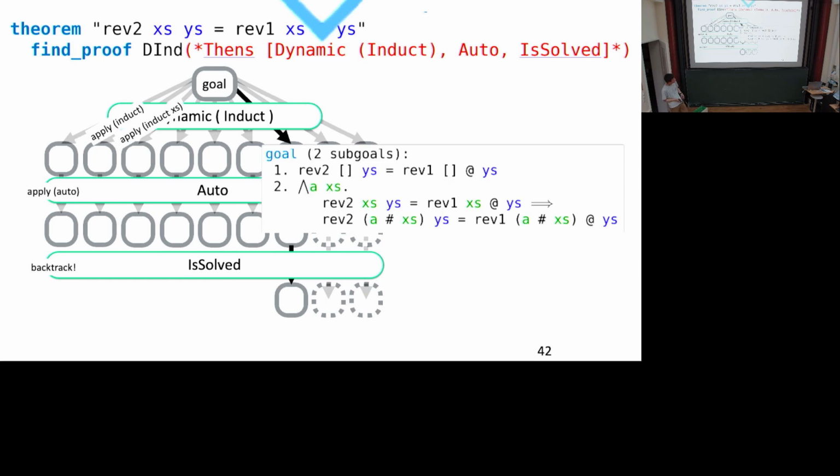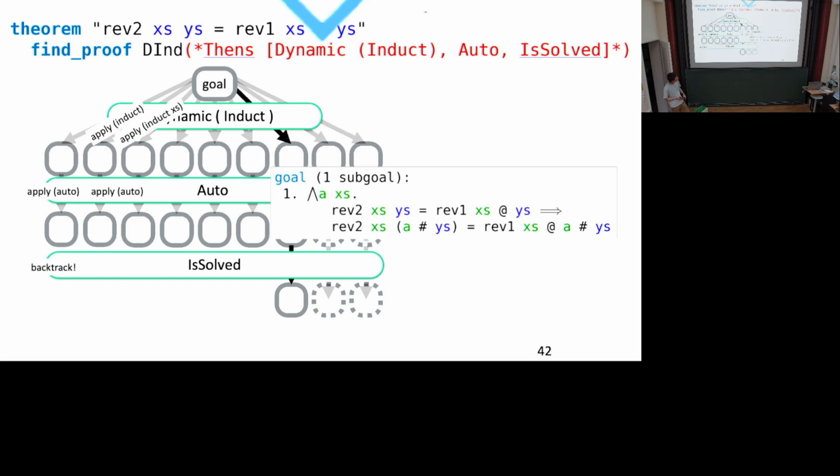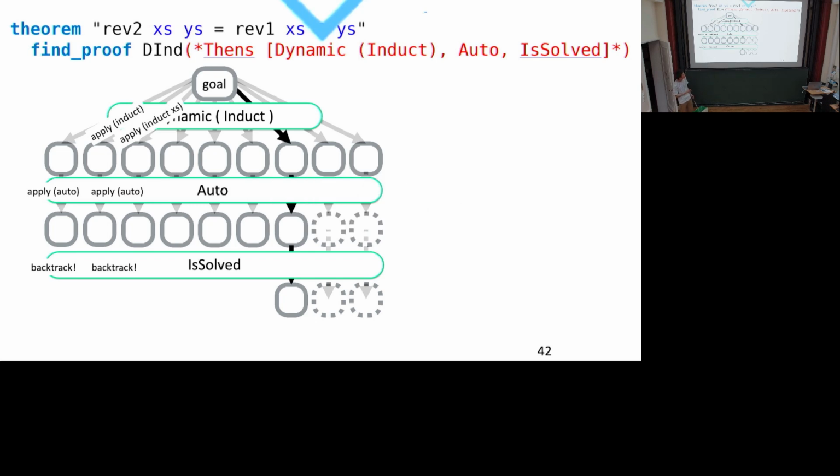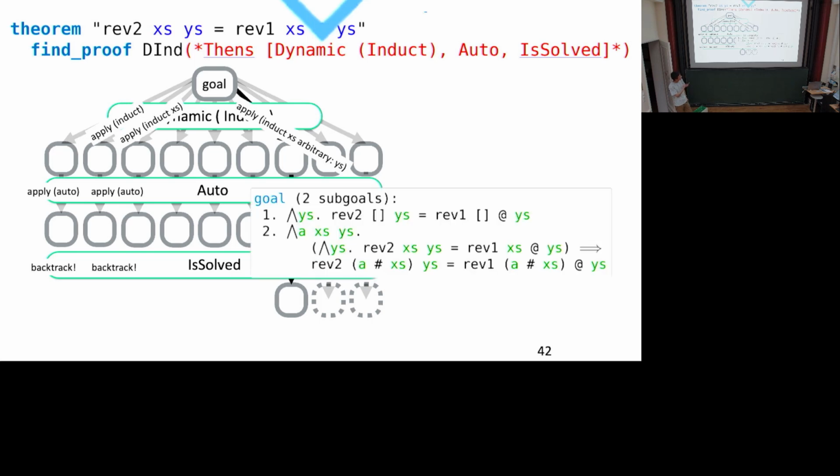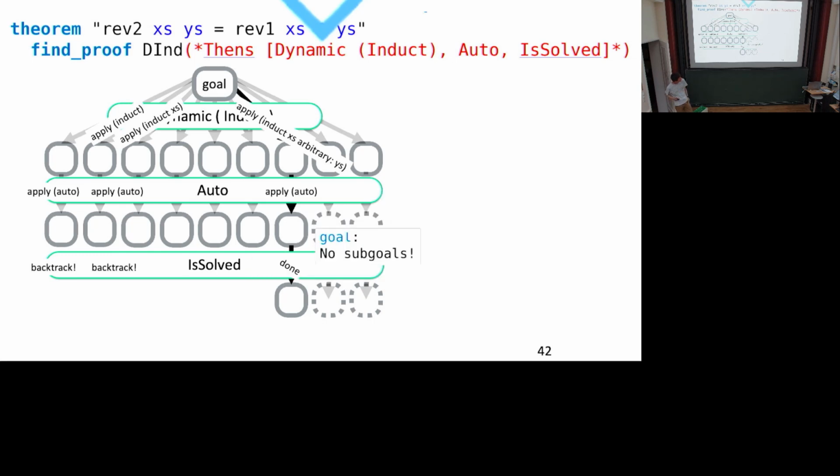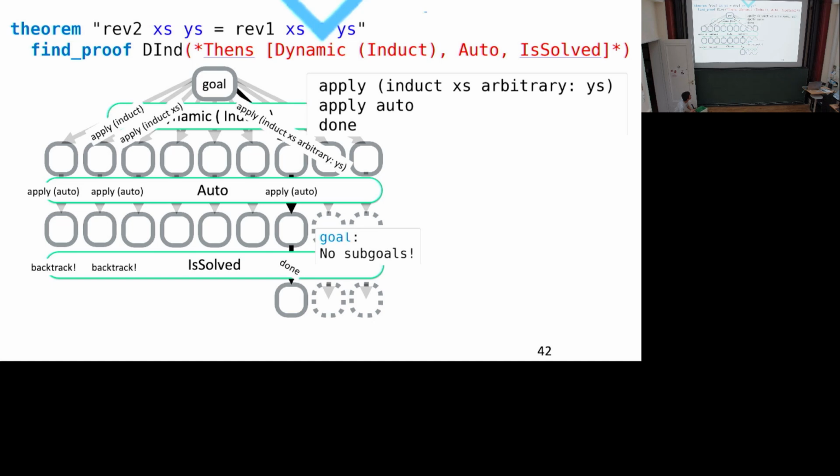This time we got the base case and the step case. It looks more promising, but when we applied auto, it didn't solve the second case, the step case. So the final sub-strategy says not solved, and we backtrack. We keep doing this until we find this combination, which led to these two sub-goals, and both of them are solved by auto. That's how the tool managed to produce this proof script.